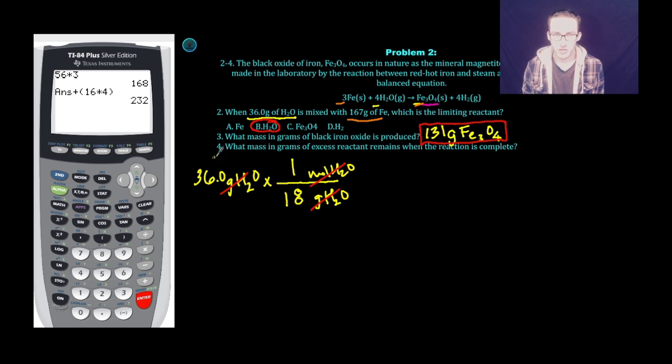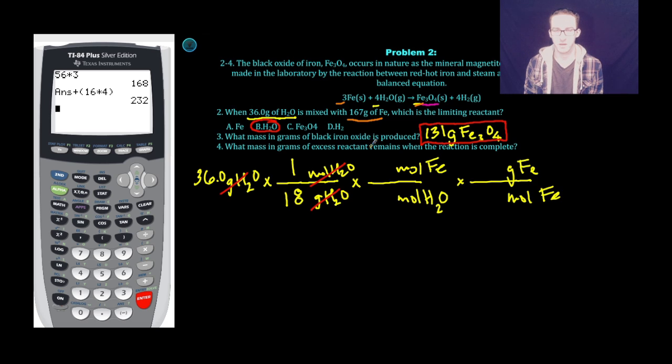Now the last question here is asking us what mass in grams of the excess reactant remains when the reaction is complete. Well, now we're just going to compare our 36 grams of water to the other reactant, in this case iron. Once again, I will set up a series of conversion factors that will allow my undesired units to cancel out and will leave me with desired units, in this case, grams of iron. Again, when it's a mole-to-mole comparison, we go to the balanced chemical equation. For every 3 moles of iron, I need 4 moles of water. Grams to moles comparison comes from my periodic table. Again, I'm going to approximate the mass of iron to be about 56 grams.